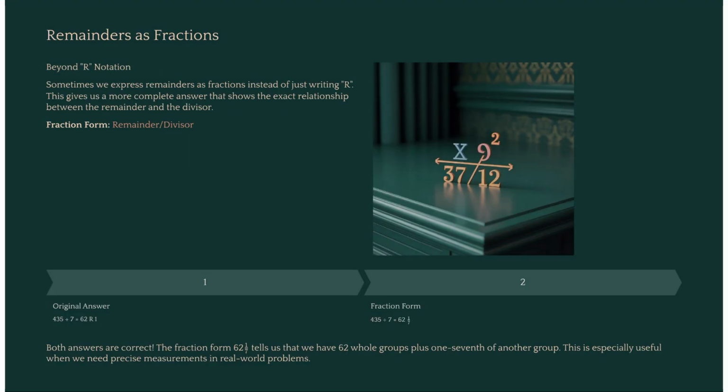In 6th grade, we often move beyond just writing R1 for the remainder. We can express the remainder as a fraction. To do this, you simply take the remainder and place it over the divisor. In our last problem, 435 divided by 7 had a remainder of 1. So, we express the answer as the mixed number 62 and 1 over 7. This gives a more precise answer.